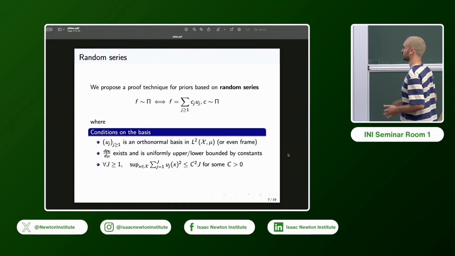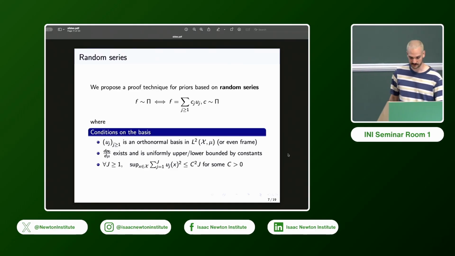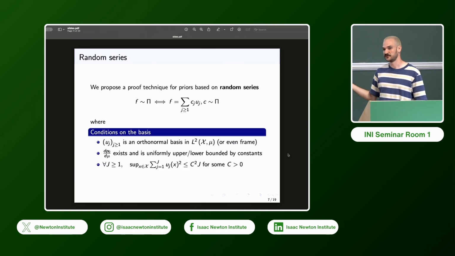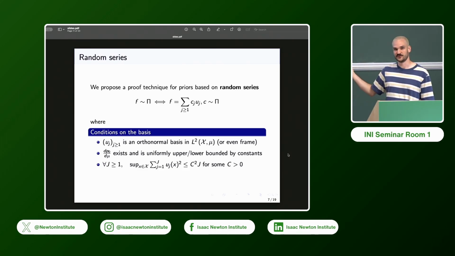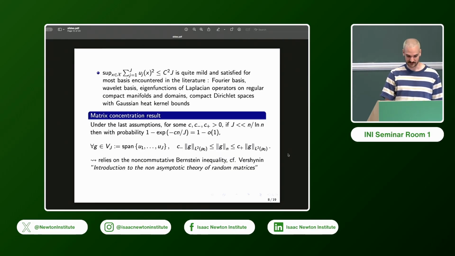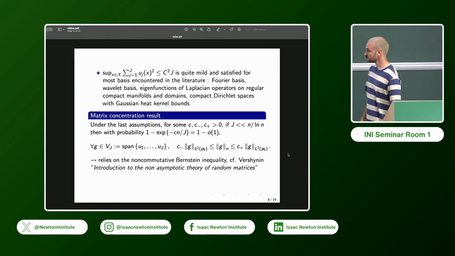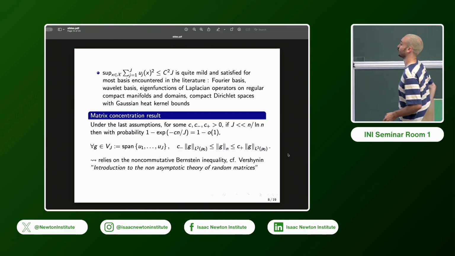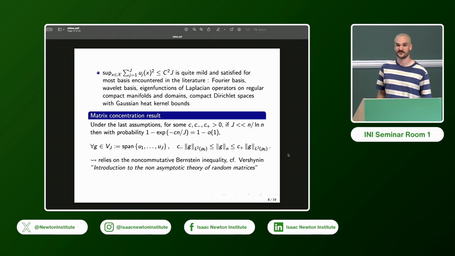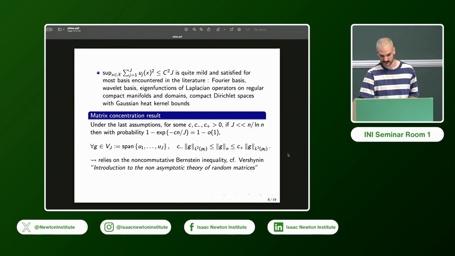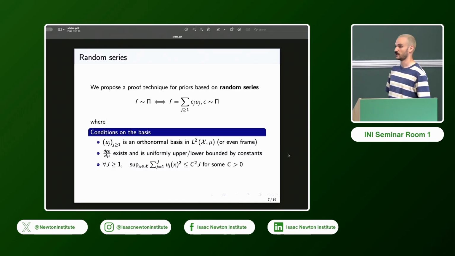So it looks like a weird kind of assumption, but actually it's ubiquitous in any kind of priors. The basis functions that are used in the priors in BNP always satisfy these kinds of things. For instance, if you're taking a random trigonometric series, a Fourier series, then obviously this is satisfied because the u_j's are uniformly bounded. So you're going to have this kind of bound that's satisfied.